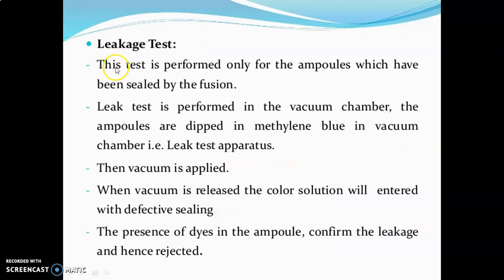Then the leakage test. This test is performed only for the ampoules which have been sealed by fusion. The leak test is performed in a vacuum chamber. The ampoules are dipped in methylene blue in the vacuum chamber, that is the leak test apparatus. Then the vacuum is applied and then released. The colored solution will enter through defective sealing. The presence of the dye in the ampoule confirms the leakage and hence it is rejected.